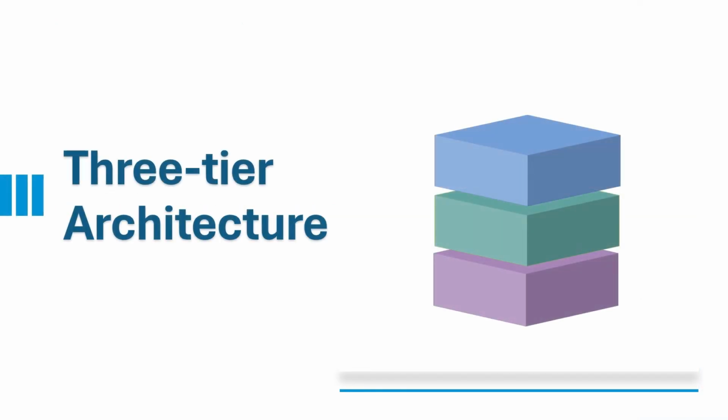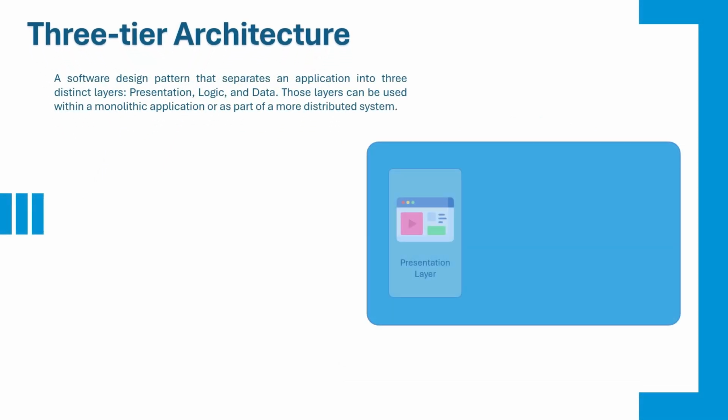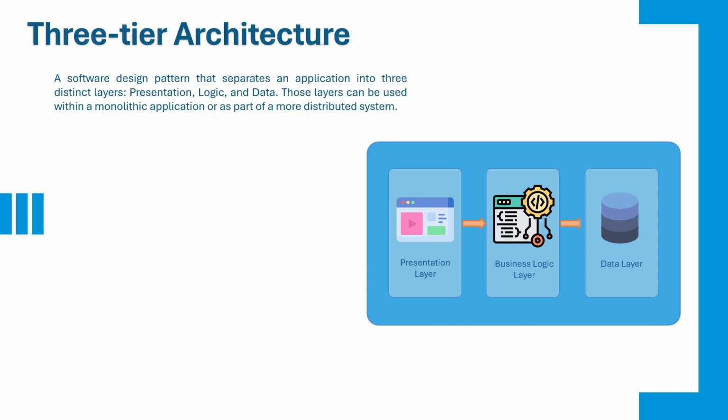To address some of the issues found in monolithic architectures, the three-tier architecture was introduced. The three-tier architecture separates the application into three distinct layers: presentation, logic, and data. The presentation layer handles the user interface, the logic layer processes the business logic, and the data layer manages data storage and retrieval. This separation improves modularity and separation of concerns, making the application easier to manage and scale.